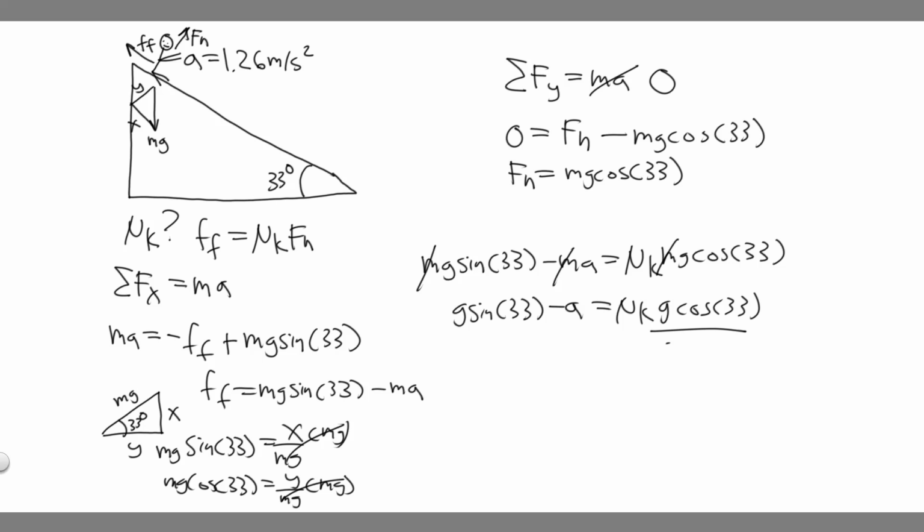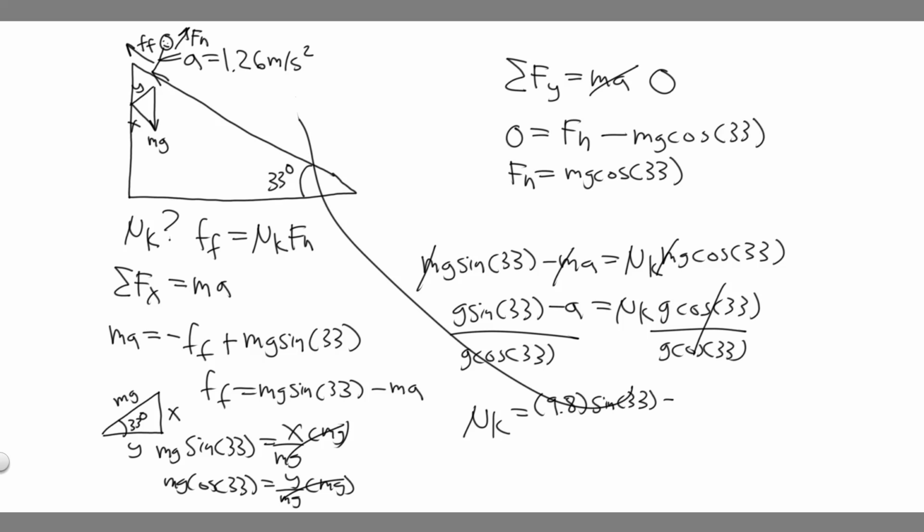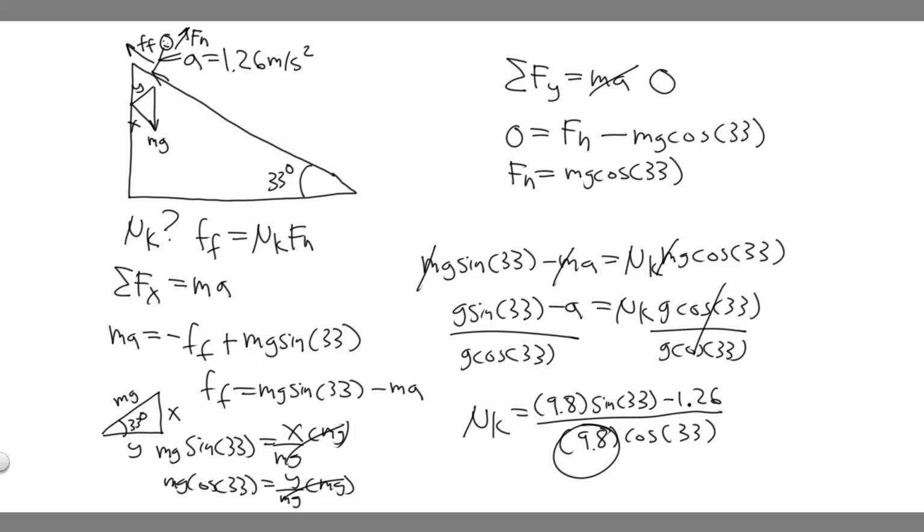So you want to divide by g times the cosine of 33 from both sides. So you're going to get mu sub k equals g, and so you can use 9.8 or 9.81. I'm just going to use 9.8 to estimate for g, which is just the acceleration due to gravity. So 9.8 times the sine of 33 minus the acceleration, and we know we're accelerating at 1.26. So 1.26, and then we divide by g, which is 9.8, times the cosine of 33. So go ahead and plug this in, 9.8 times the sine of 33 minus 1.26, and then divide by 9.8 times the cosine of 33.